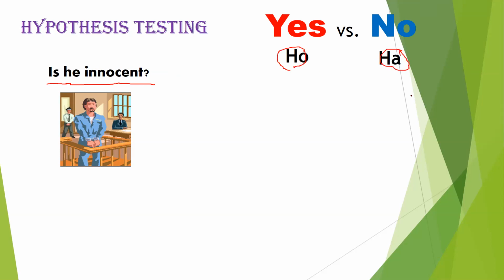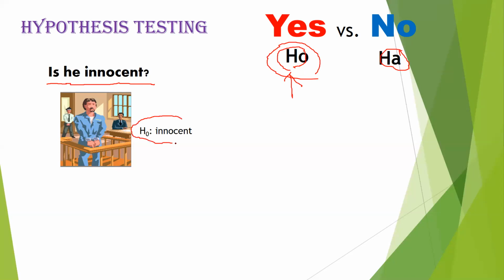In hypothesis testing, we do not need to test both hypotheses. We just pick one hypothesis and put it on trial. This can help us complete the hypothesis testing. Let's say we pick this one as the null hypothesis. At the beginning, we believe this guy is innocent, right? So this is our null hypothesis.